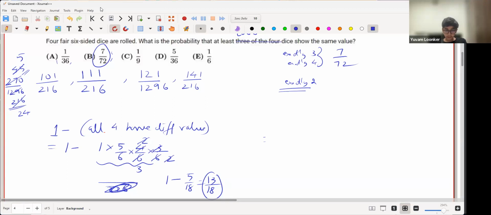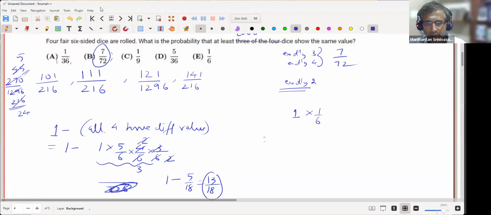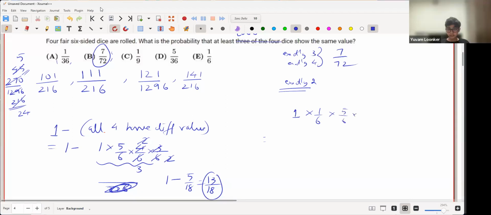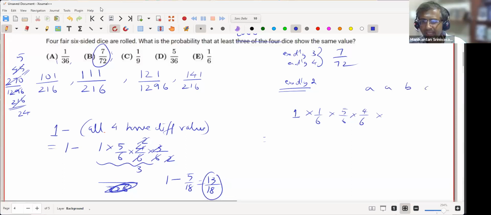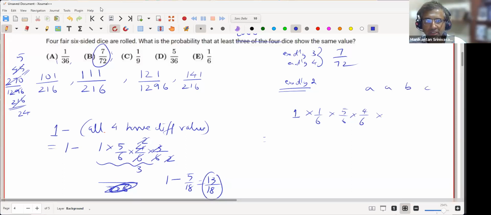So it's 1, because the first one can be anything, I'll multiply later, into 1 upon 6, into 5 upon 6, into 4 upon 6. Times what in this case? Times 6. Because 3 factorial. Why 3 factorial? Because there are 3 different cases, it can be arranged in any order. So there's A, B, C. So we just have to pick which 2 might have the same, right?